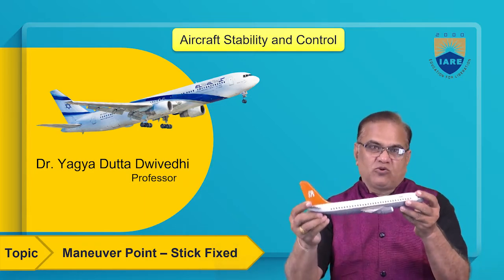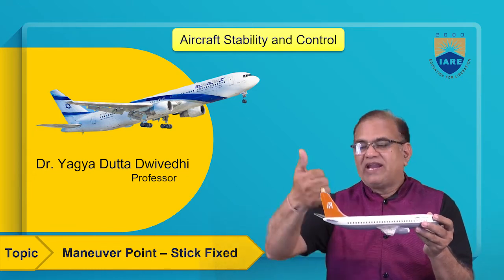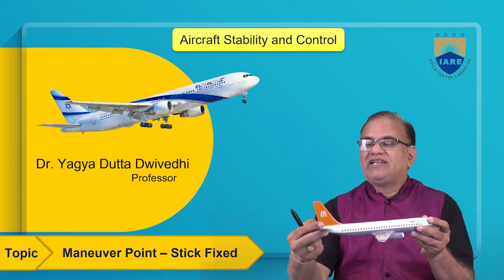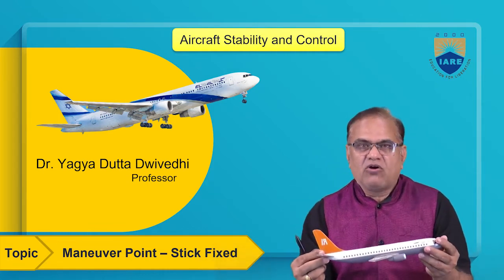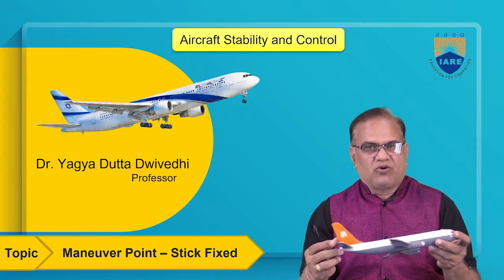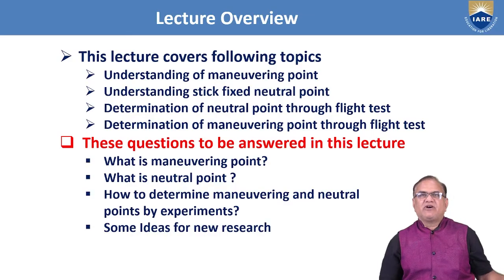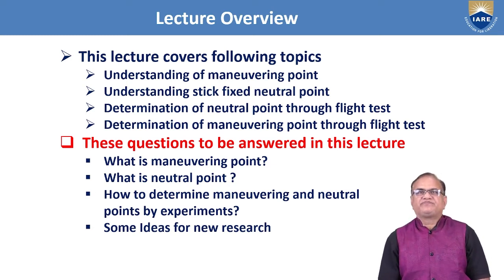If I want to make nose down, then the elevators have to go down, and a force will act upward, and this will pull the tail upward. So the elevator is the primary control for longitudinal stability and longitudinal control. In this process, in today's lecture, I am going to take these topics.